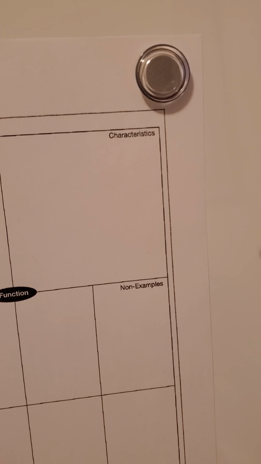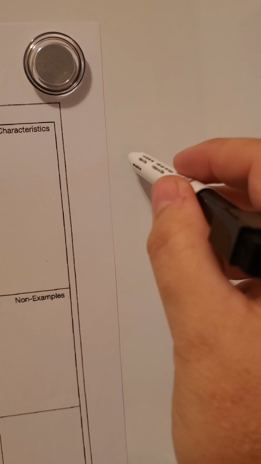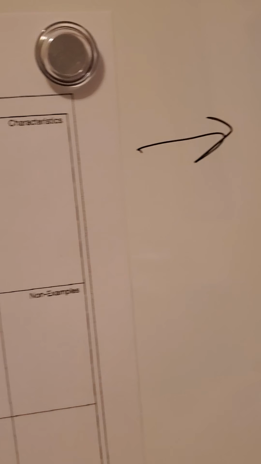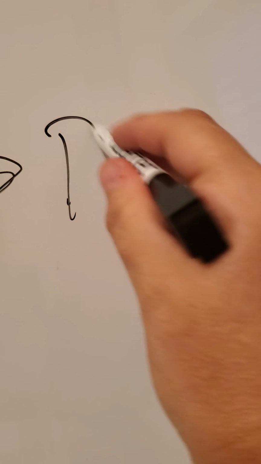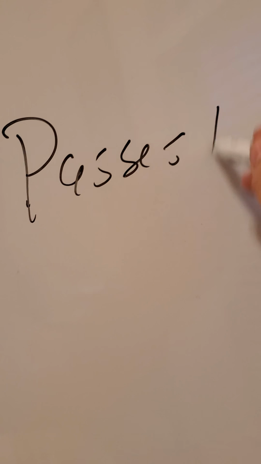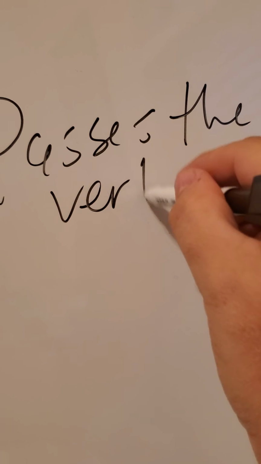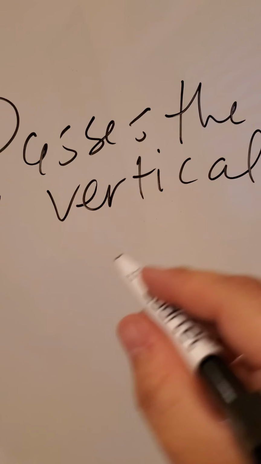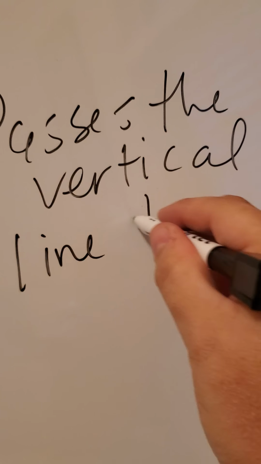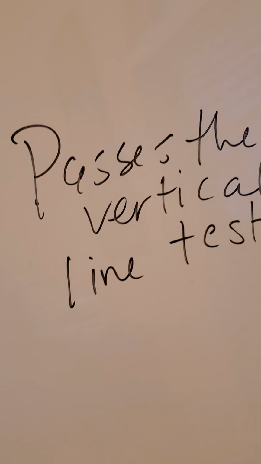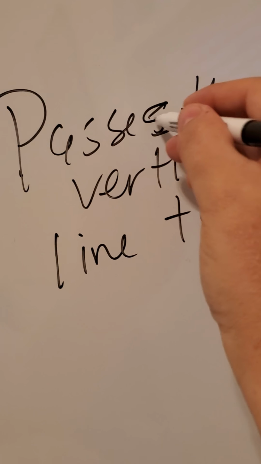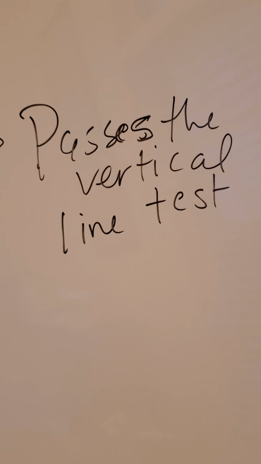So let's talk a little bit about characteristics of a function. That's the top left, or top right for you guys, okay? So some characteristics are it passes the vertical line test. Do you guys remember the vertical line test? Okay. Passes the vertical line test.